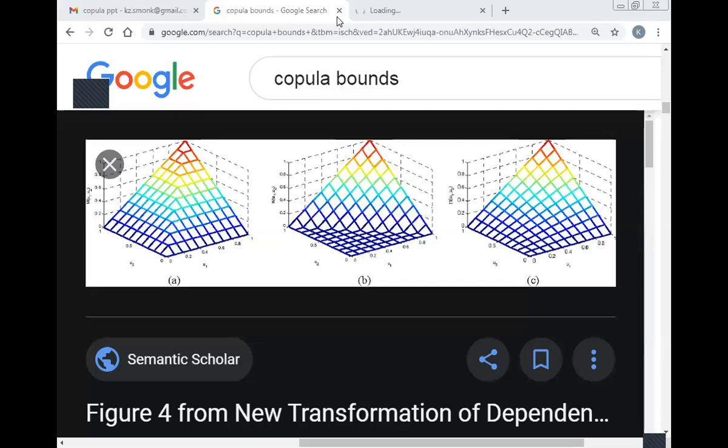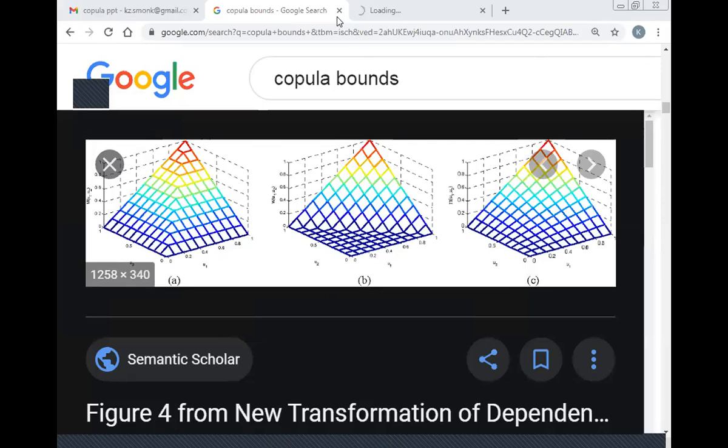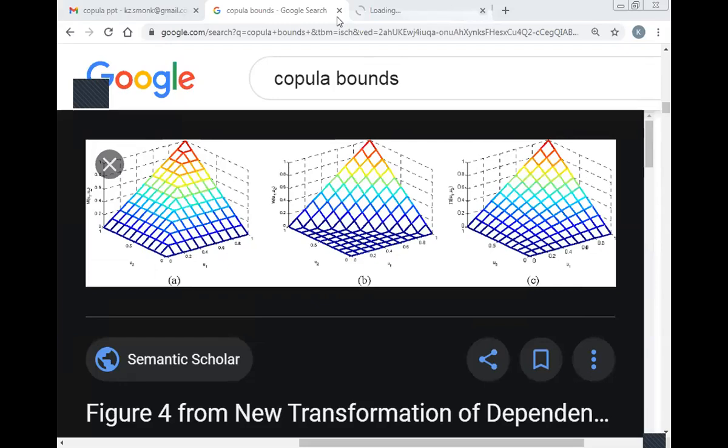Yeah. So now can you see these three graphs clearly? Can you tell me which one is what copula now? Any one of you?